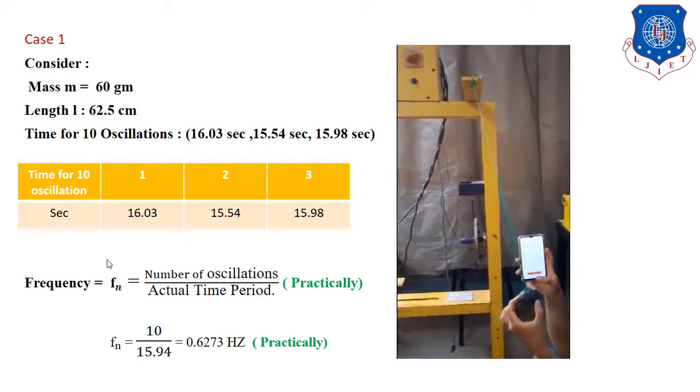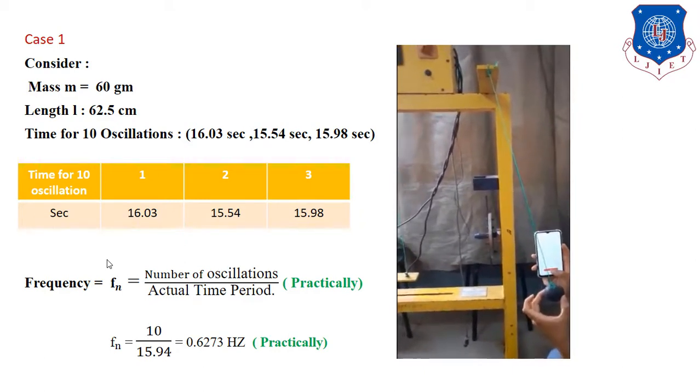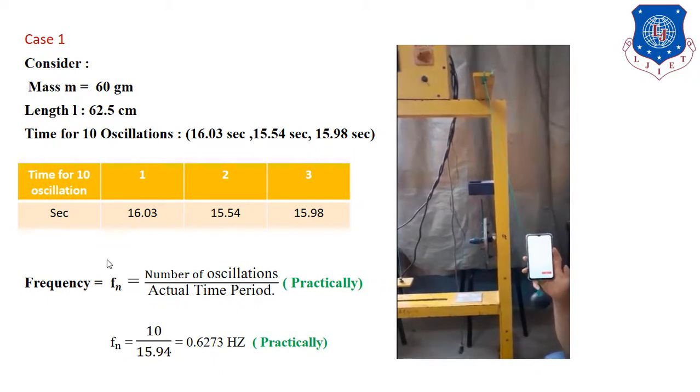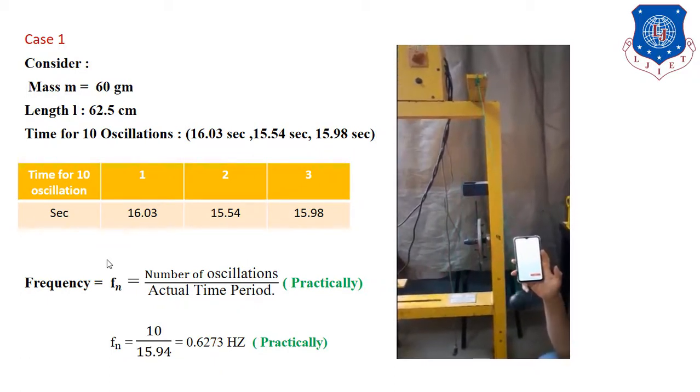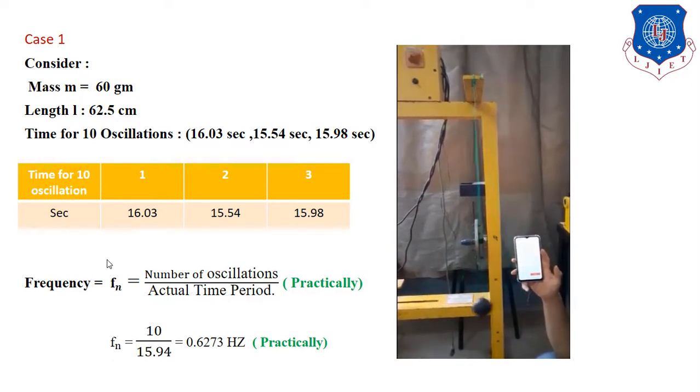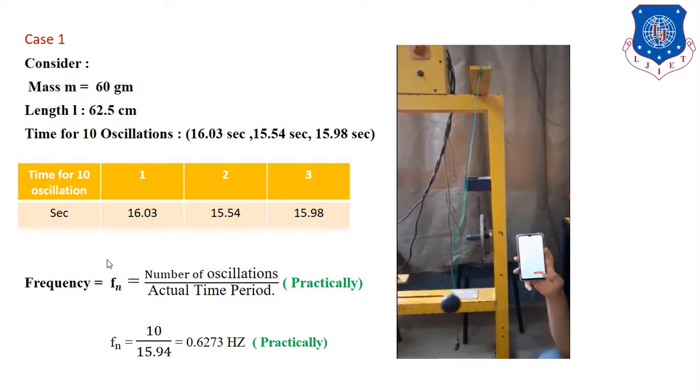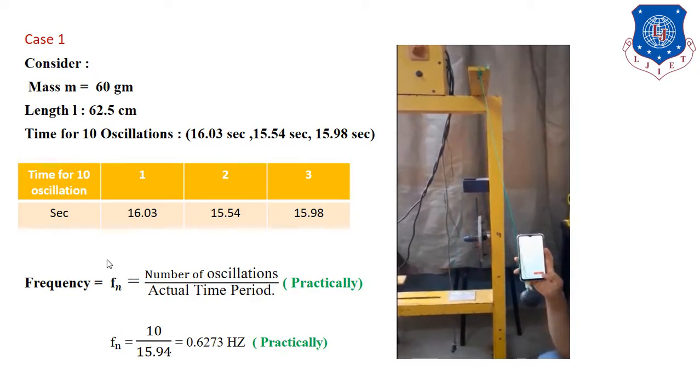Now for the third time, a small angular displacement is given, and we have to measure the time for 10 oscillations.